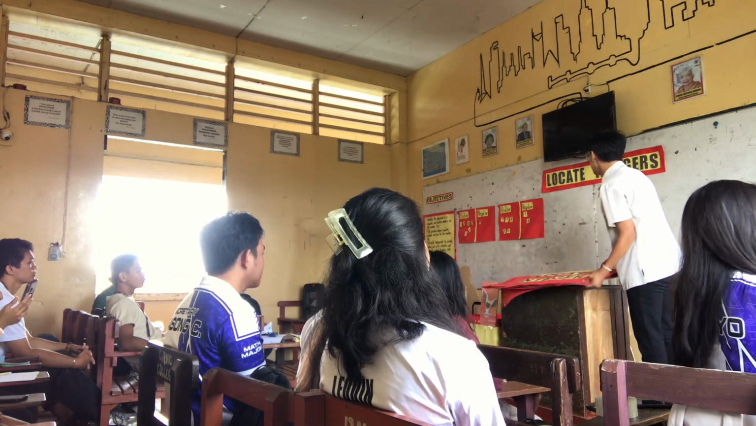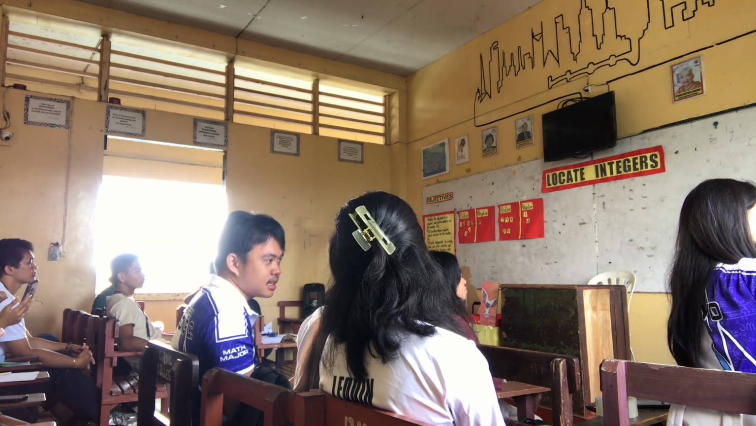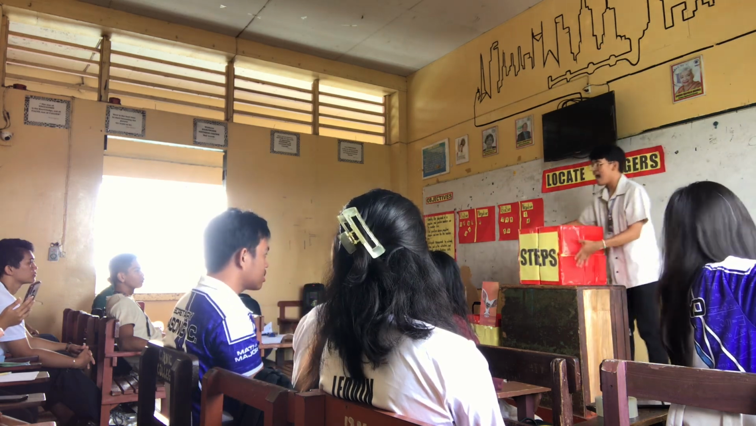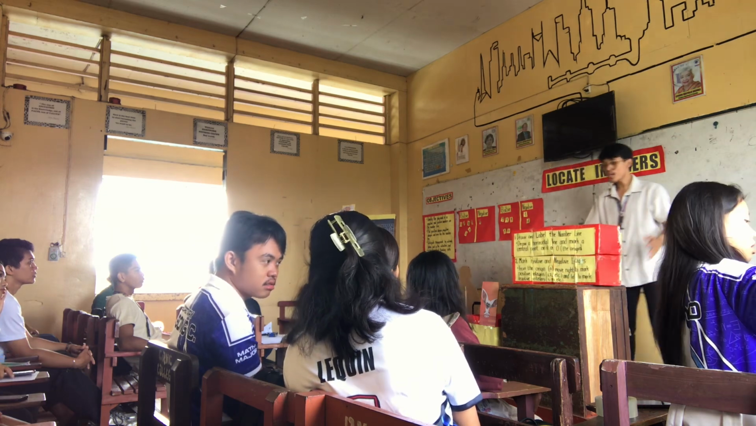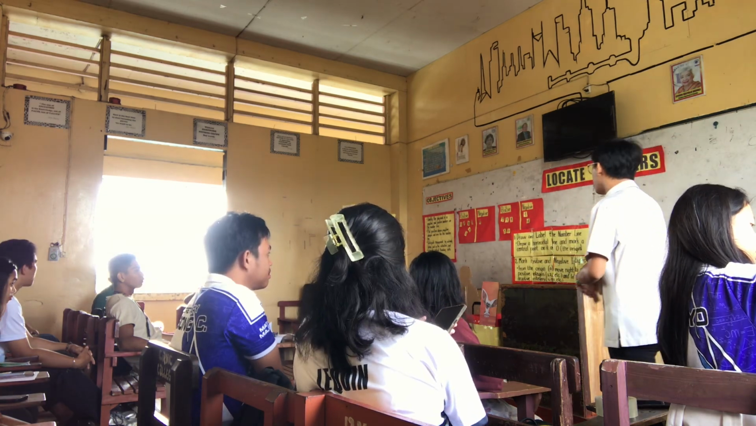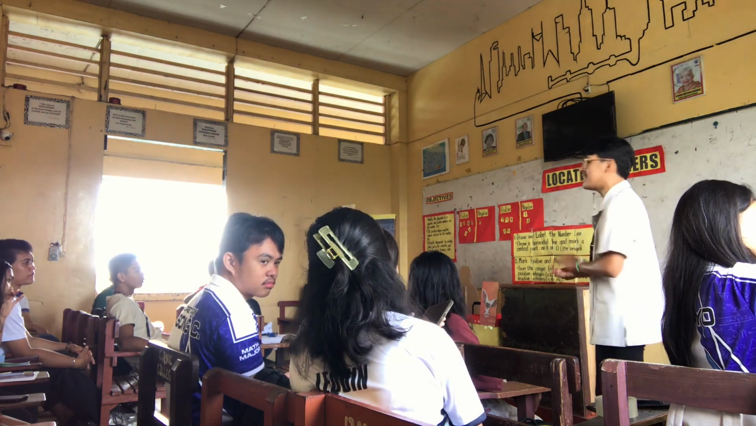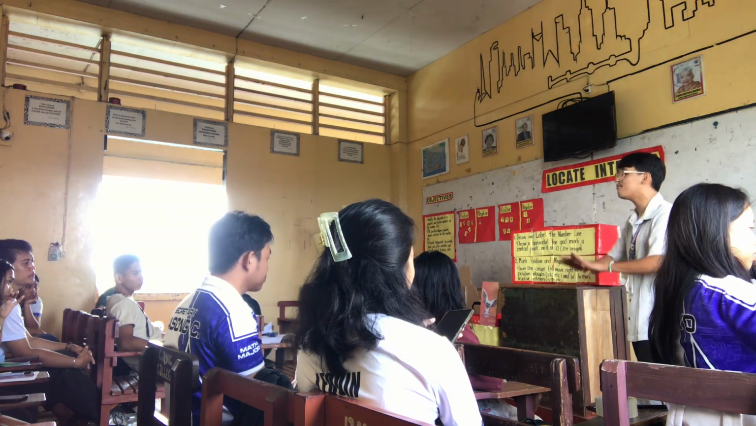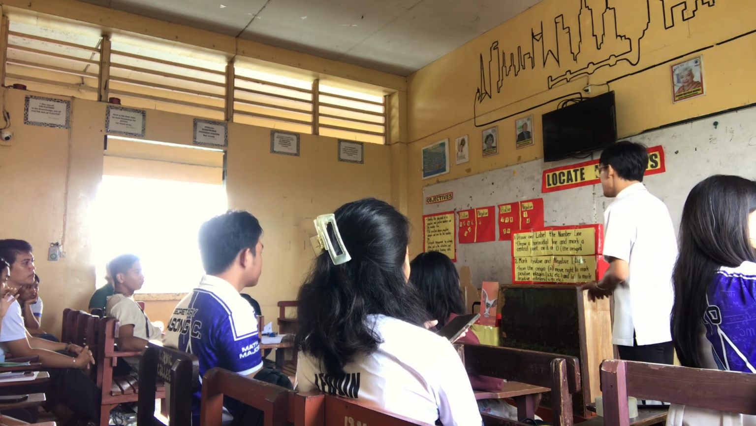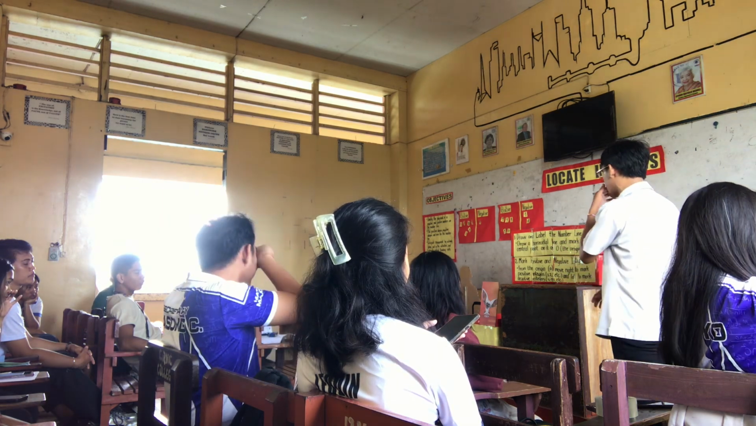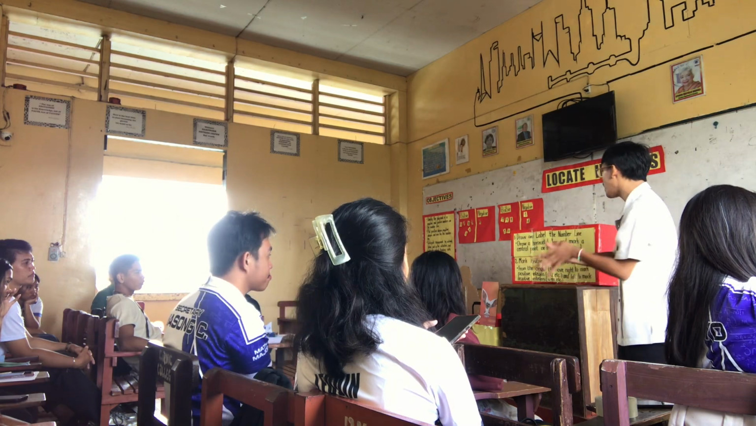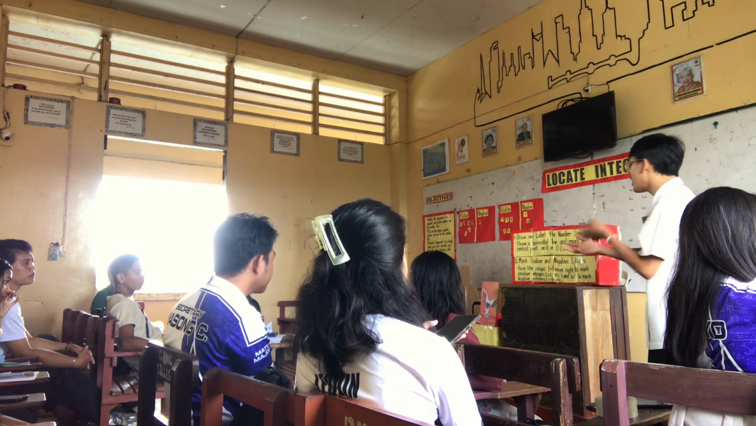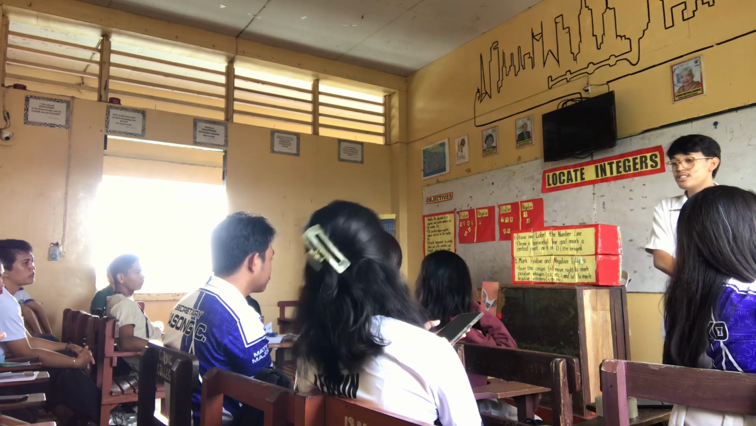So in locating the integers, we also have steps. There are 4 steps on how to locate integers. First, we have to draw and label the number line. Draw a horizontal line and mark a central point on it as 0, the origin. So the first thing you have to do is draw a number line. Next, you have to mark positive and negative integers. From the 0, move right to mark the positive integers like 1, 2, 3, and left to mark the negative integers from -1 till -3.